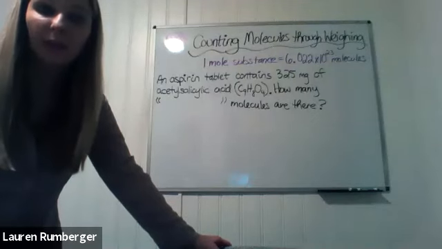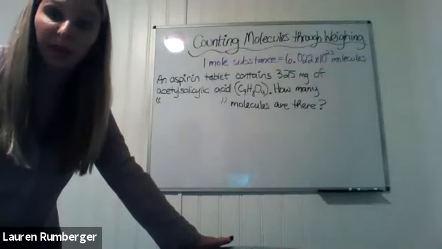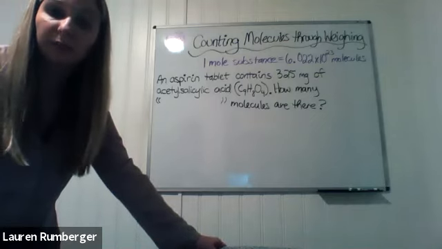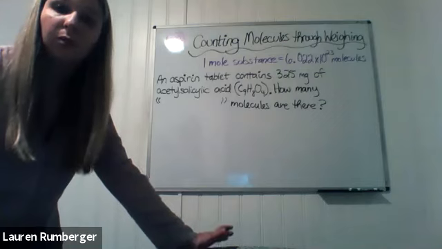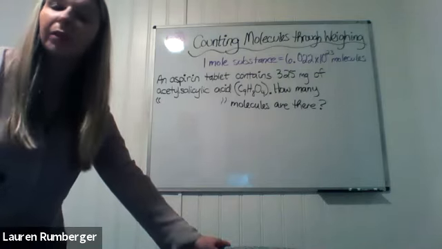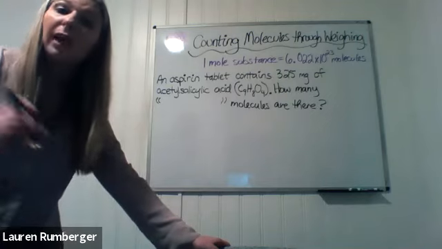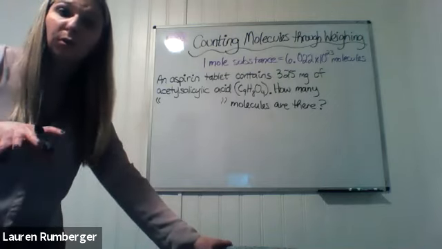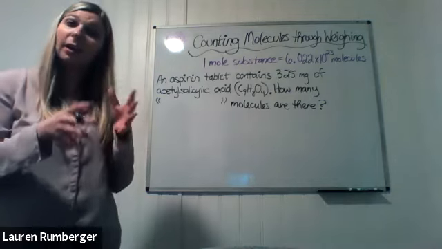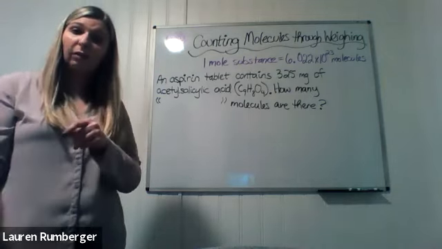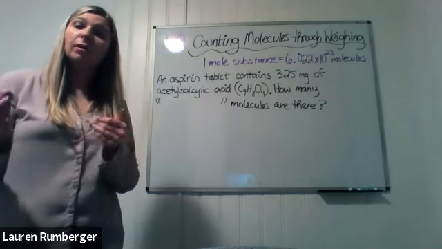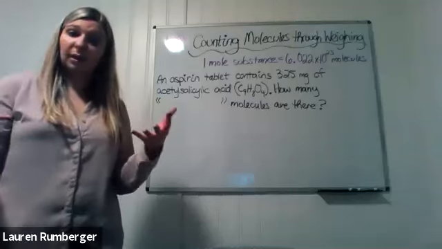Next, we're going to apply how we can use the molar mass to counting molecules. Just like we saw previously, we use the mole in order to count atoms. The mole can also be used to count molecules because the mole is able to count anything. Remember, the mole is just like a dozen. A dozen always represents 12. A mole always represents Avogadro's number. So therefore, it's used for counting.